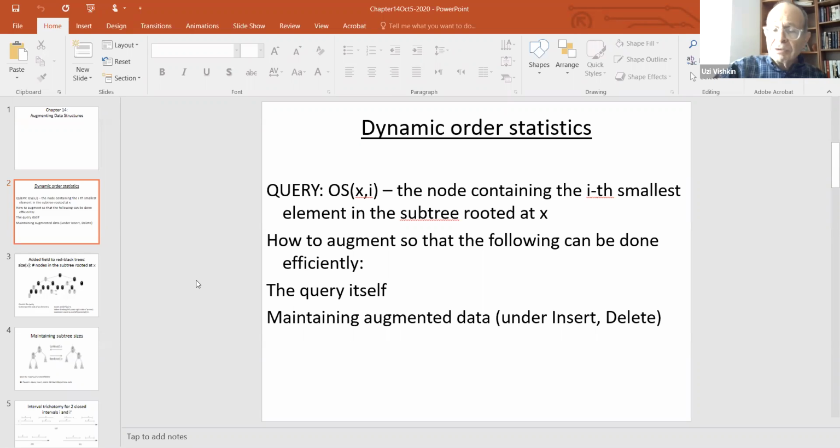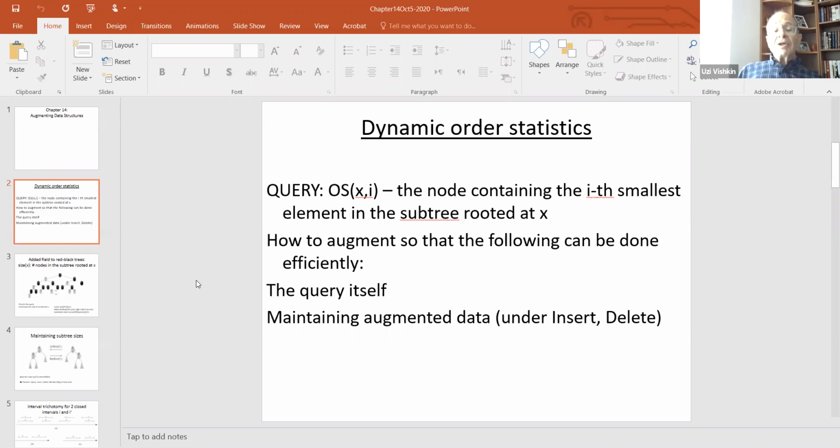So I wanted now to show you another family of queries that I could process if I were to properly update the data I store in, say, a red-black tree or binary search tree. So what is an order statistic query? OS of x, i. So x is a node, and i means find for me the i-th smallest element in the subtree rooted at x.